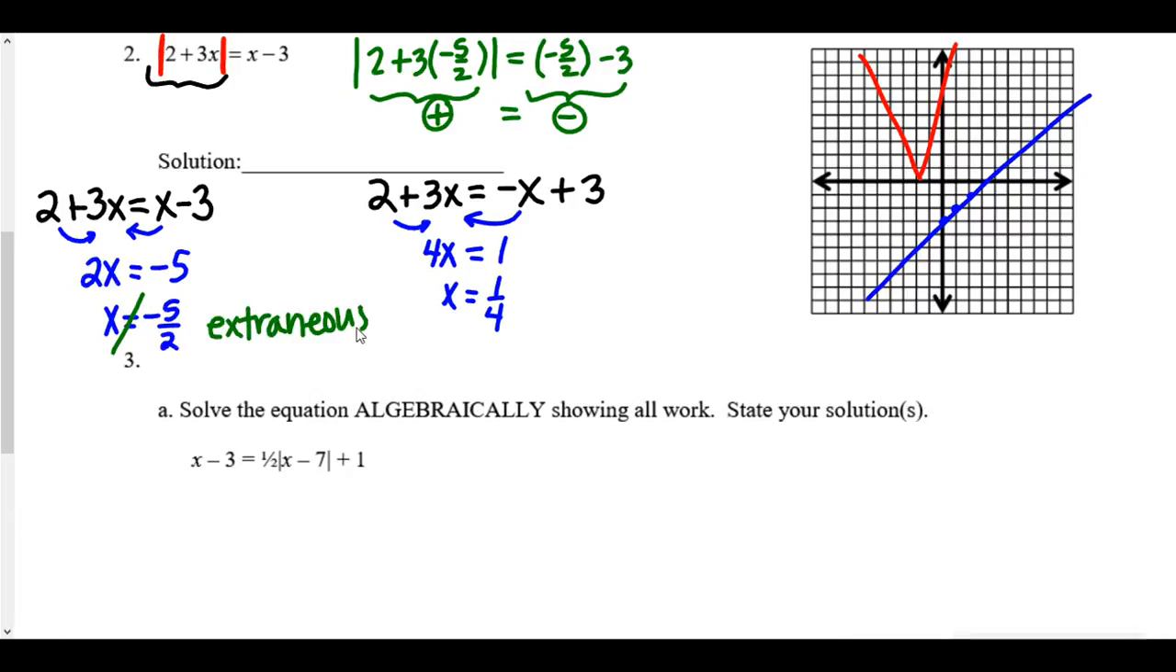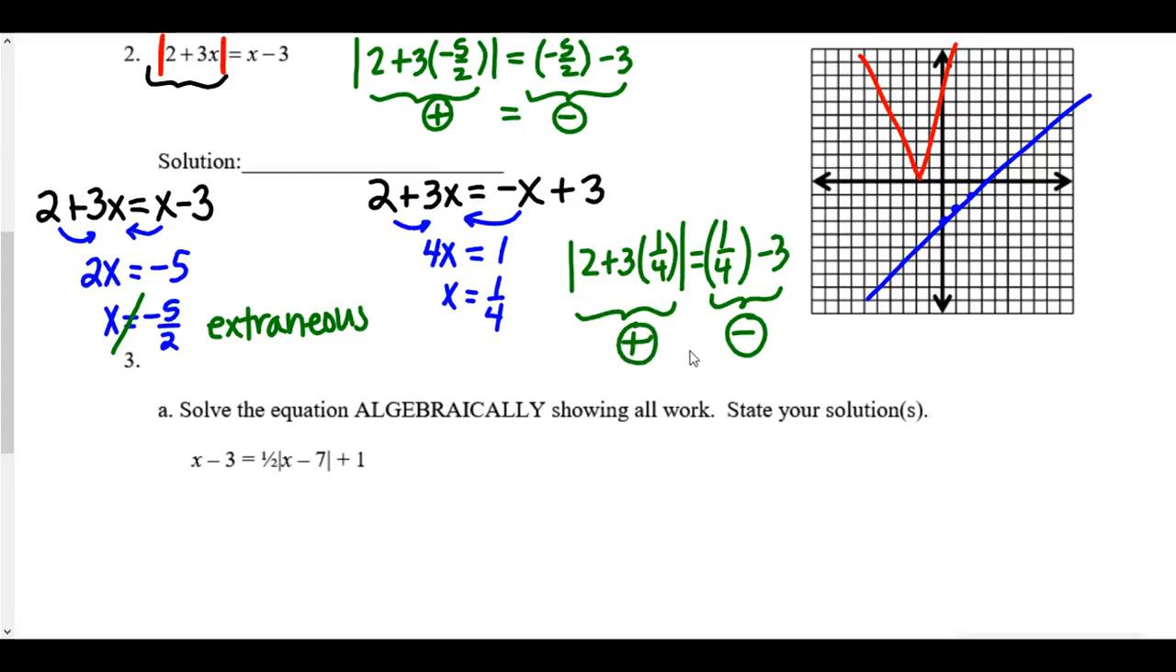It did not work. Okay, let's try the 1/4 now. If I plug in 1/4 for x, again, even if you're not calculating exactly what it is, 1/4 minus 3 is going to be a negative number, and on the right we're going to have a positive number. A positive is never equal to a negative, so that's also extraneous. So this means our solution is that there's no solution.